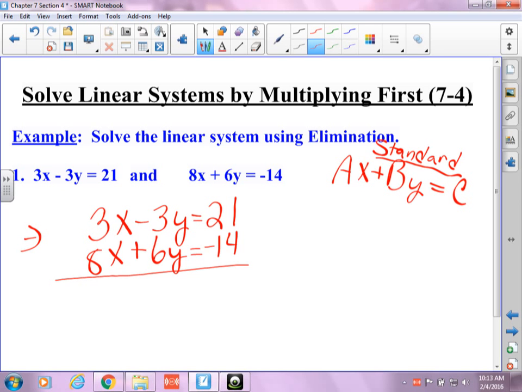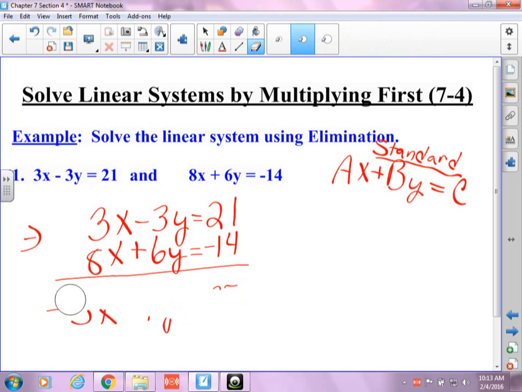3x minus 8x gives me negative 5x. Negative 3y minus 6y gives me negative 9y. And 21 minus a negative 14 gives me 35. Did I eliminate a variable? I didn't. So what we did before doesn't work.